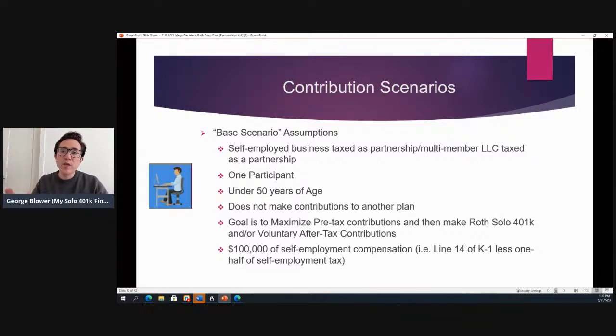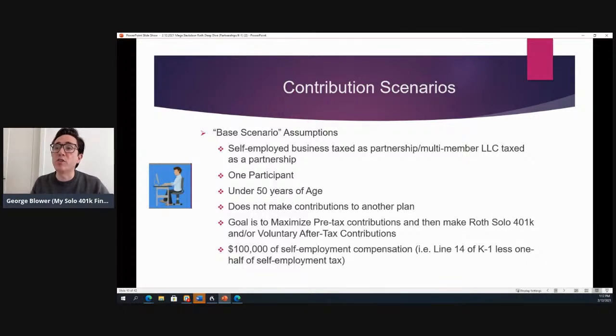So the next set of slides is going to go through different scenarios, and thanks for that follow-up question. Let's go through these scenarios and then we'll address that question. So it's going to address different scenarios to illustrate the point, some key points here. So the baseline, we want to set the base scenario assumptions.